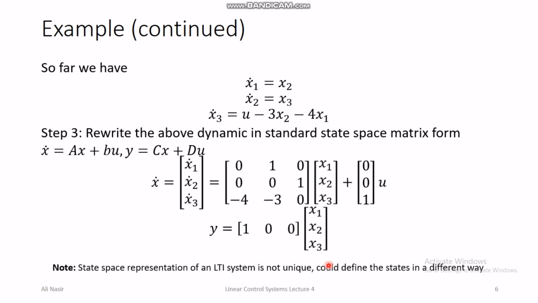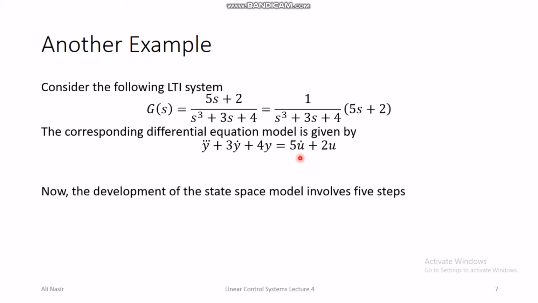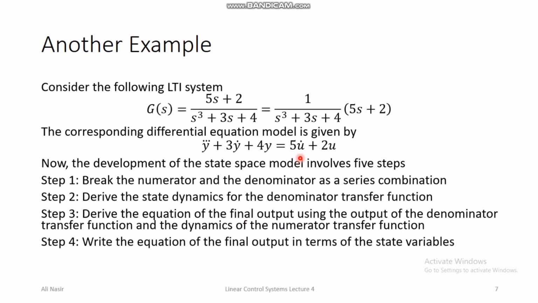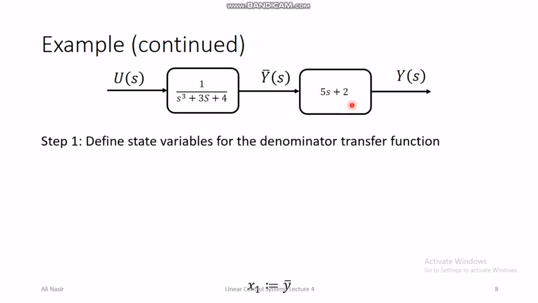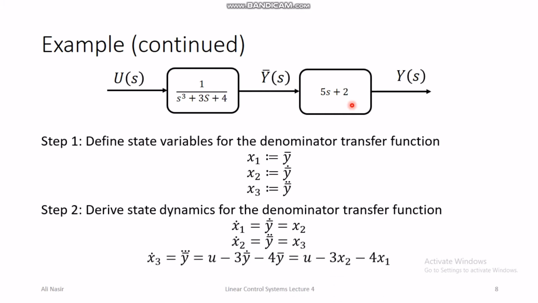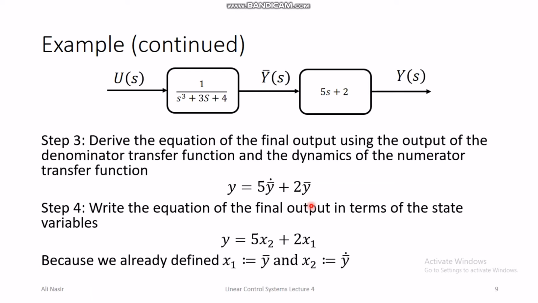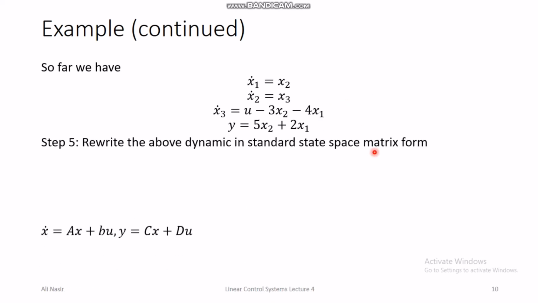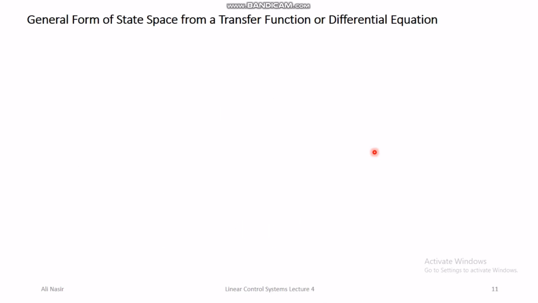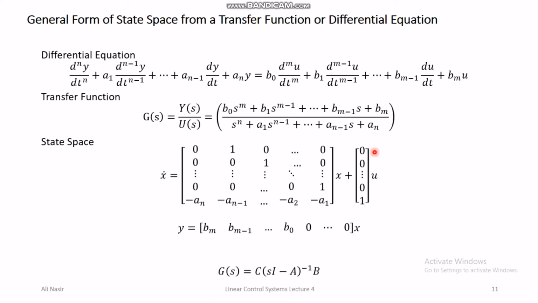But then we looked at an example where we have u dot involved, and in order to deal with that, we have 2 extra steps where we decompose the system into a series of 2 transfer functions. We derive the transfer function and the state space for this part, and then we add the equation of the output using this part, and then we have our state space model. We write it in matrix form, and then we look at the general form, how the coefficients are related, and how you can convert state space into transfer function.